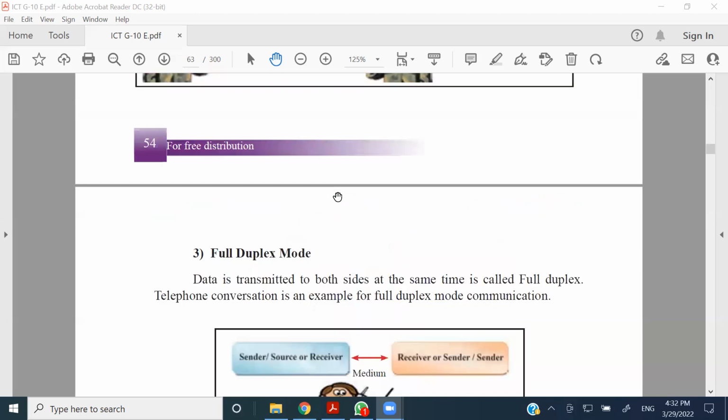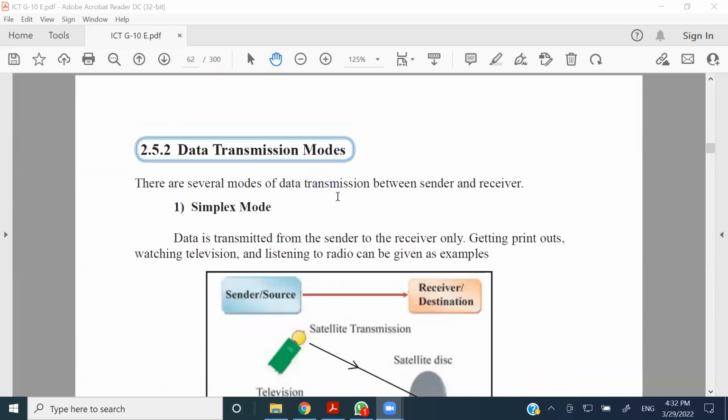Okay, is that clear, everyone? The simplex, half duplex, and the full duplex. Okay.